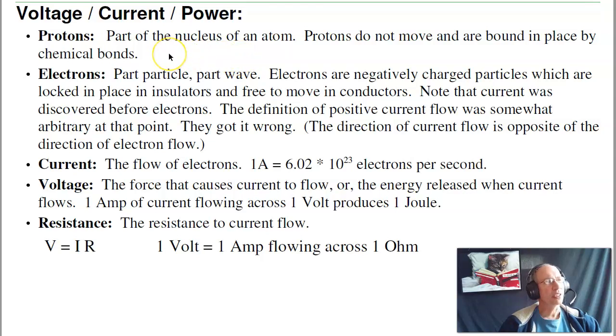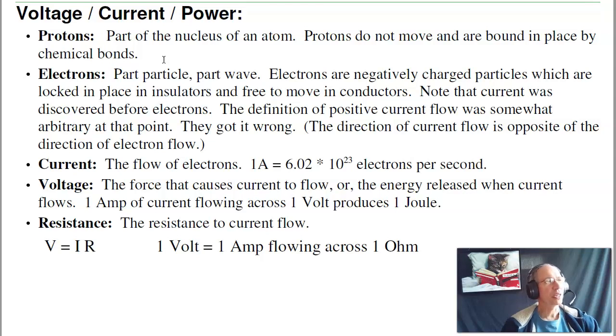The electrons, we actually aren't really sure what electrons are. We think they're fundamental particles. It's part particle, part wave. The electron is the negatively charged particle, which are locked in place in insulators and free to move in conductors. The electrons are what carry electricity. Note that current was discovered before electrons were discovered, and so Ampere just took a guess as to what direction the particles were moving, and he got it wrong.